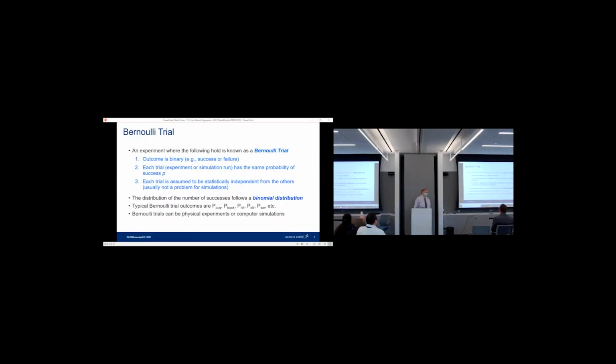There we go. So quick review, Bernoulli trial, a fundamental experiment type that we get especially in computer simulations, where you have a binary outcome, either success or failure, hit or miss, some type of description like that. Each trial in the experiment is assumed to be independent from all the other trials, and each of the trials has the same probability of success. We'll just call it P. Now it's called the Bernoulli trial, but the distribution is the binomial distribution that describes the probability outcome.